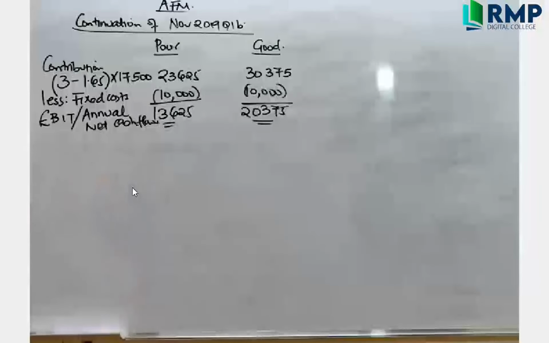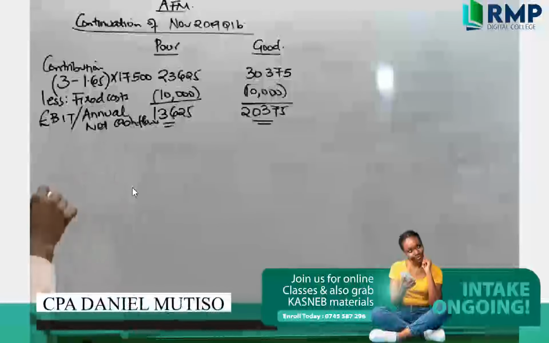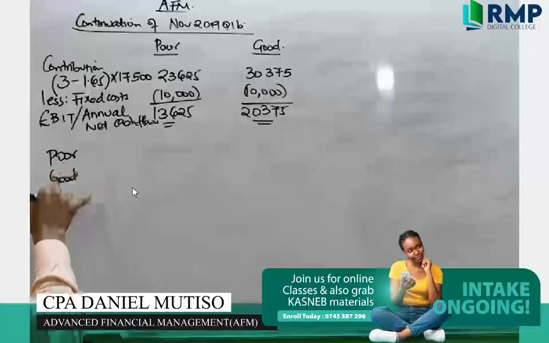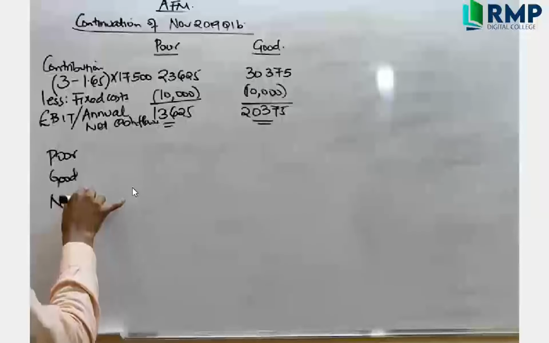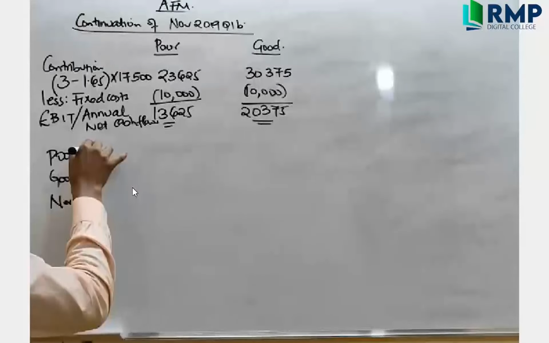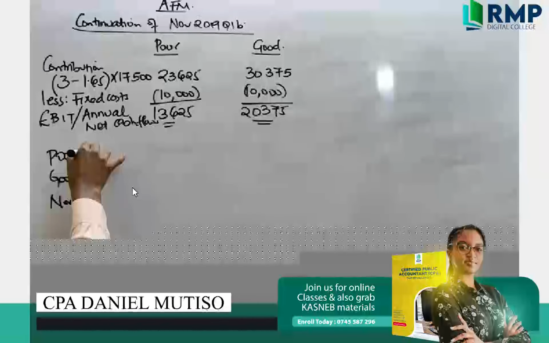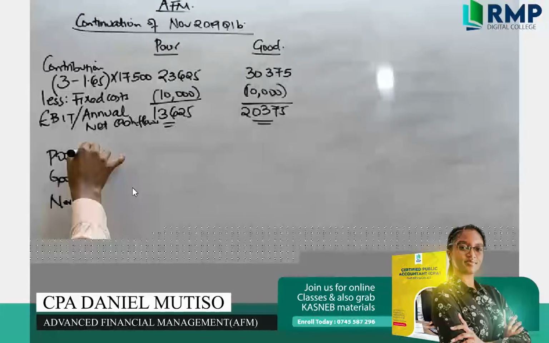After you get this, let us compute the NPV, because the examiner needs the expected. You just come here, you tell me, Mwalimu, we are doing the NPV, you have the NPV for all of them. So we start with the poor, we have good, then we have our normal. So in this case, for poor, we have gotten 13,625. This is 20,375.